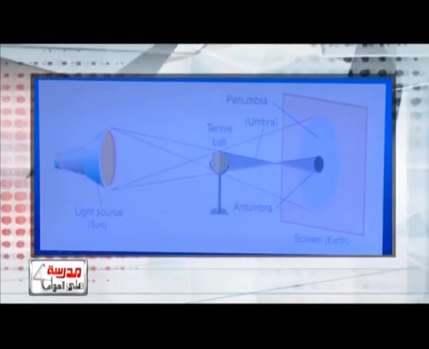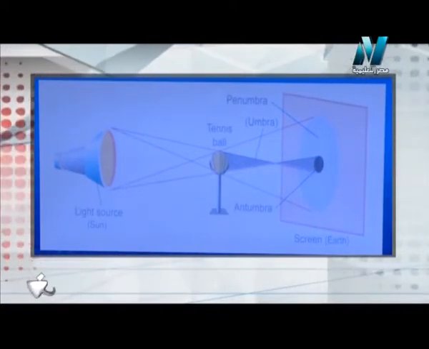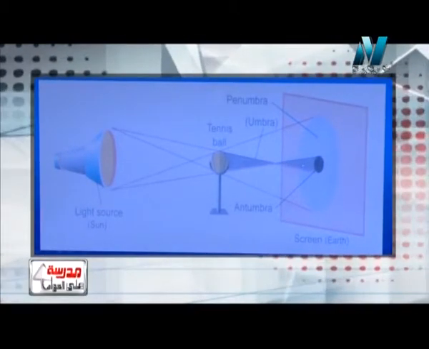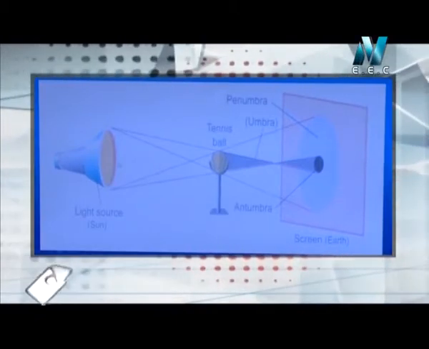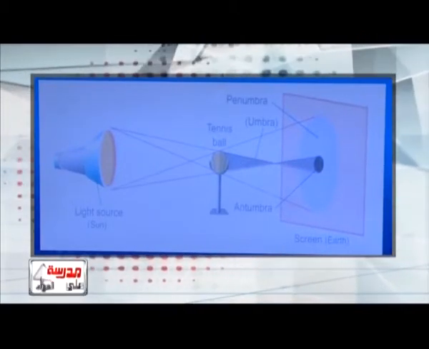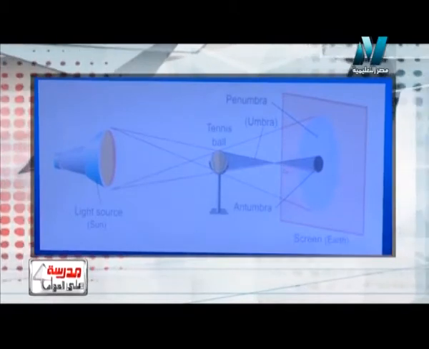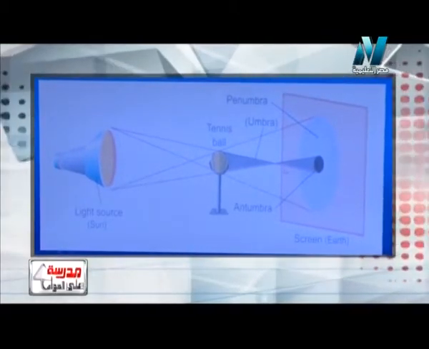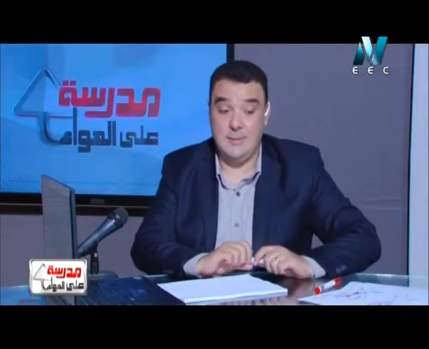This area is called antumbra. But here is the umbra and penumbra, the two areas of penumbra and umbra. Here is the antumbra. When the moon comes nearer to the sun than the earth, it will cause another eclipse which is called annular solar eclipse. So we will have now three types of solar eclipse which are total, partial and annular.